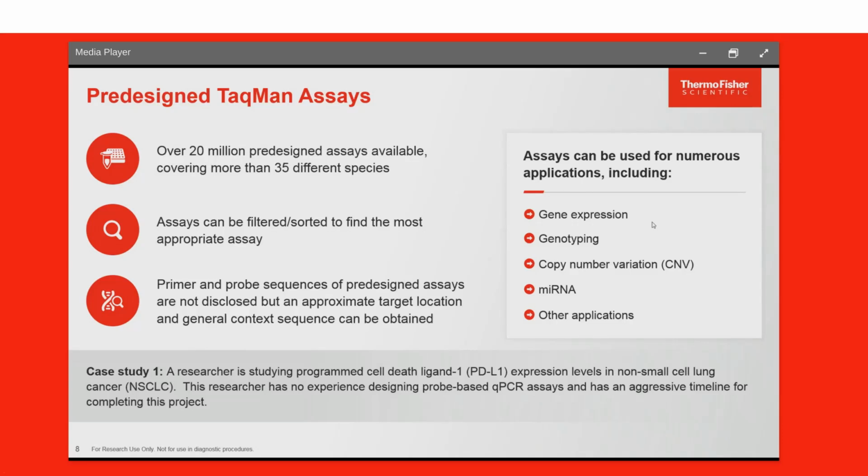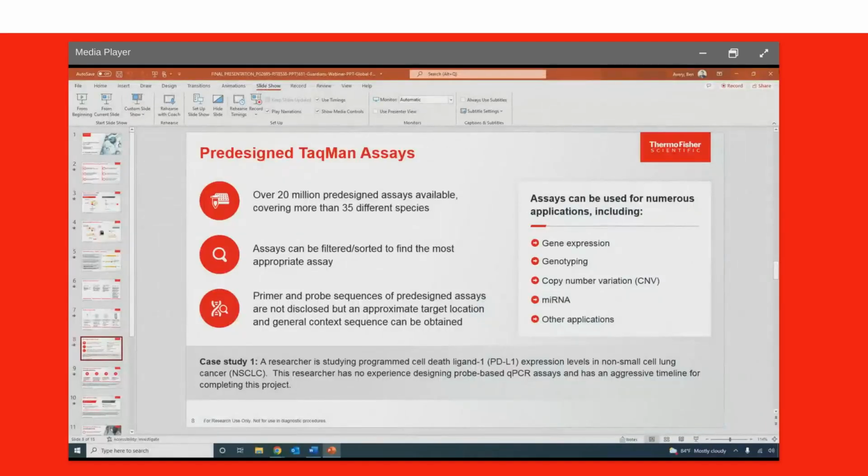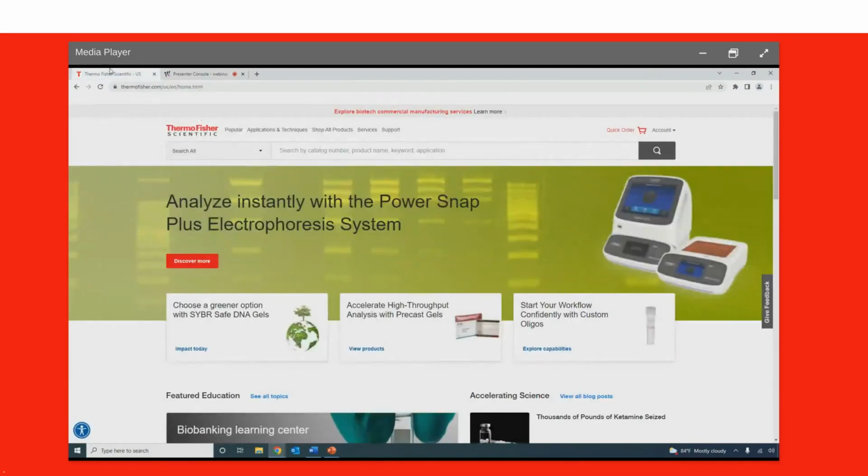So case study 1 reads, a researcher is studying programmed cell death ligand 1, so PD-L1, studying the expression levels in non-small cell lung cancer. This researcher has no experience designing probe-based qPCR assays and has an aggressive timeline for completing this project. So given case study 1, because the species of interest here is human, and because PD-L1 is a pretty well-studied biomarker, I would be pretty confident there's a pre-designed assay available in Thermo Fisher's catalog that would meet this researcher's needs. So I'm going to navigate away from the slides for just a second and go to Thermo Fisher's website.